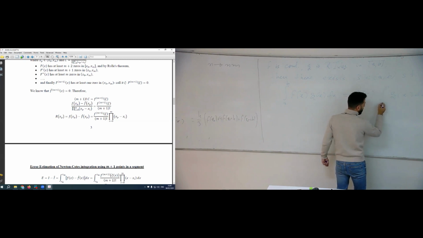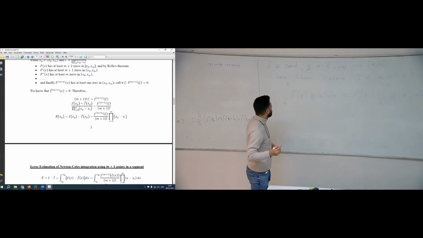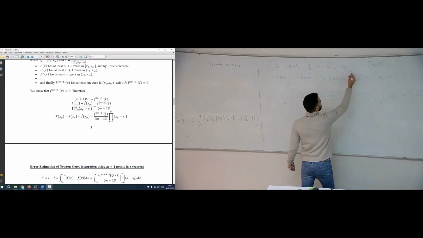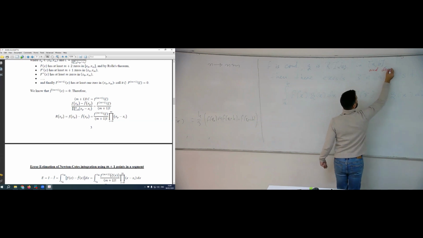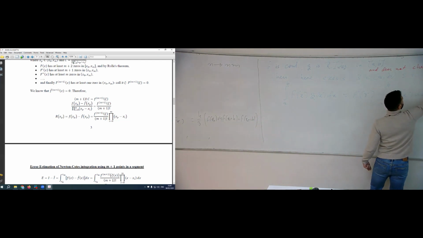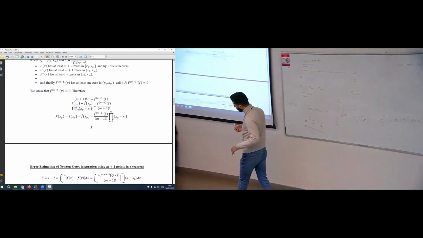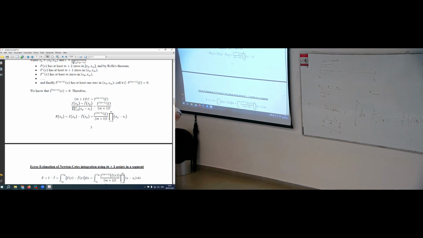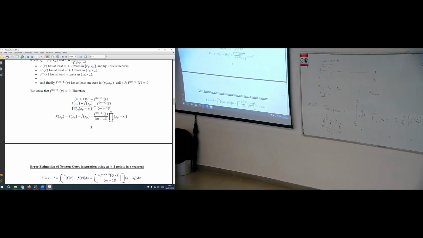And there's something that I have to add. This is true when g is also Riemann integrable and does not change sign. Okay. So I want to use this. But this function here, what is the g, changes sign. So there's a problem with this integral.